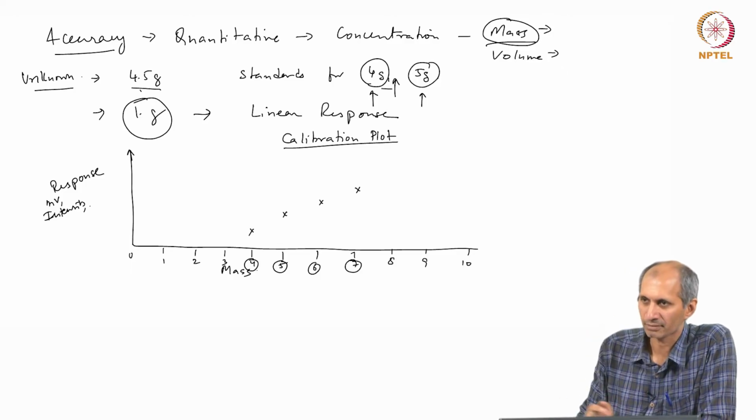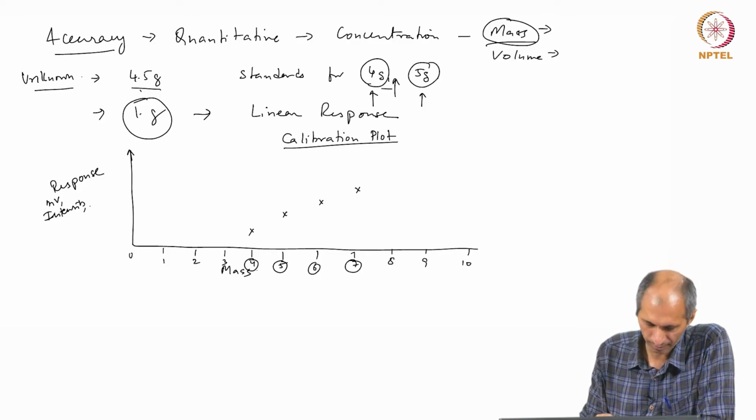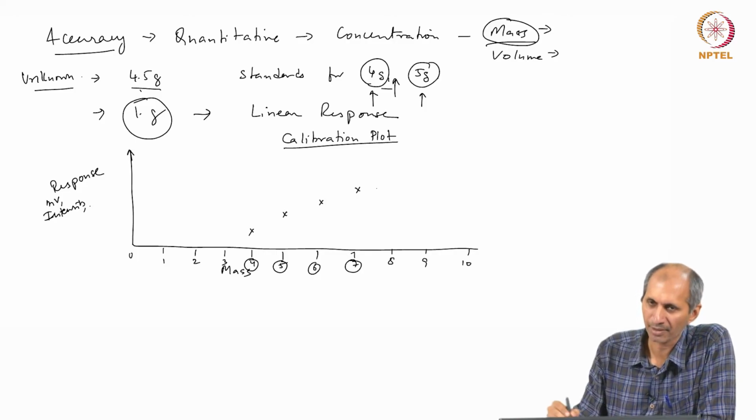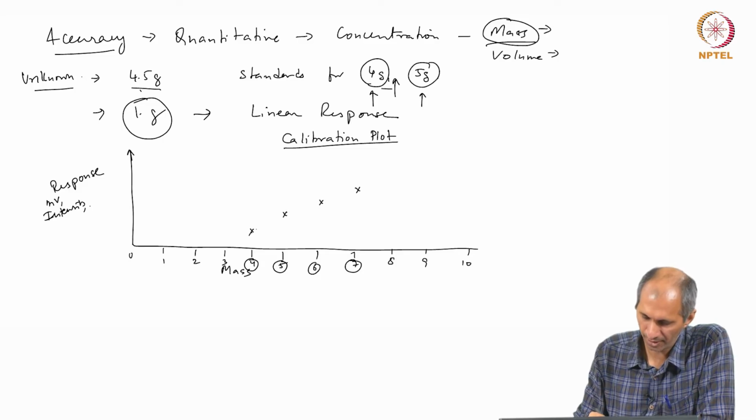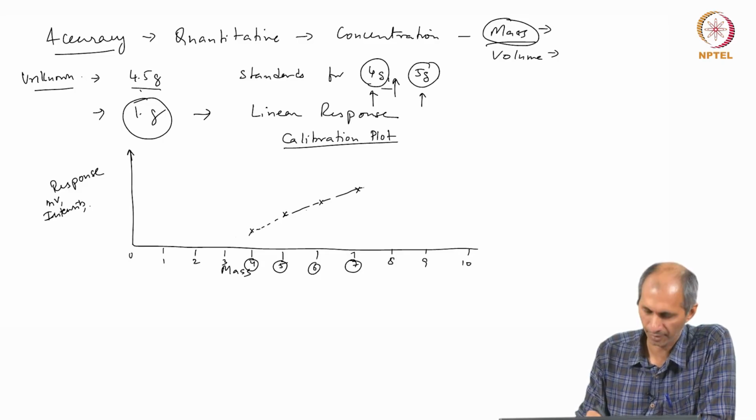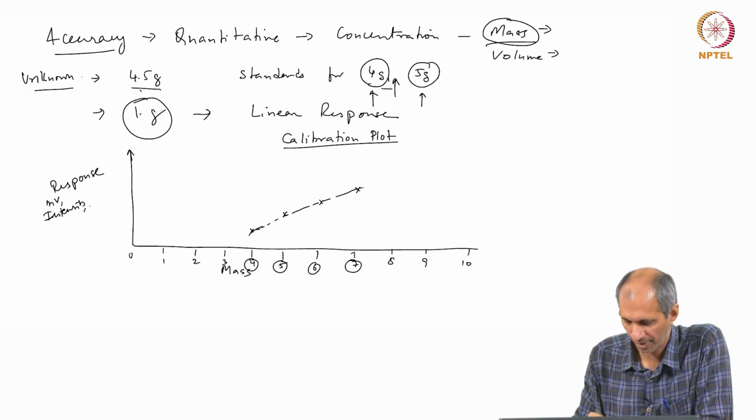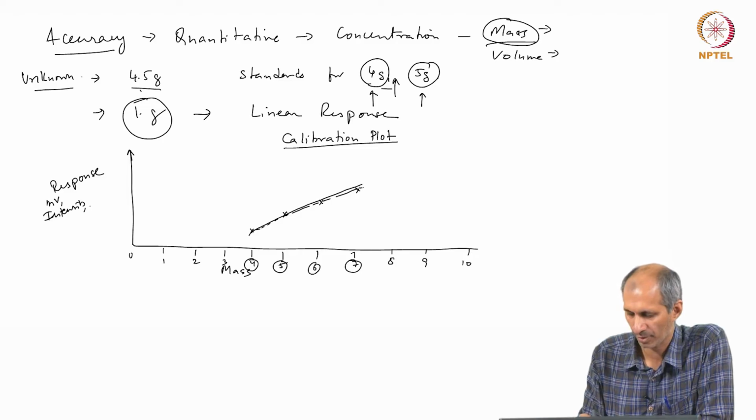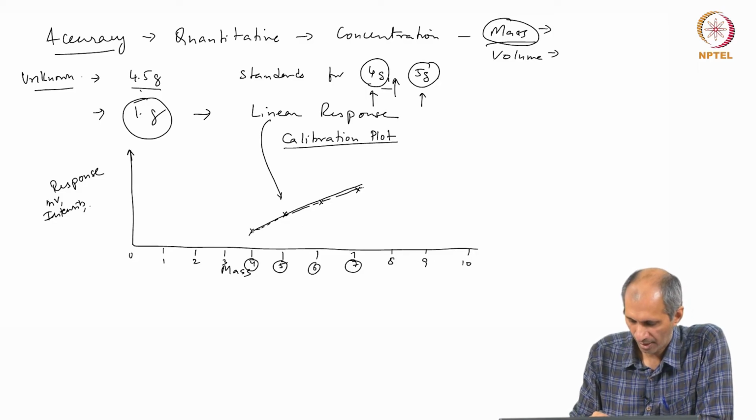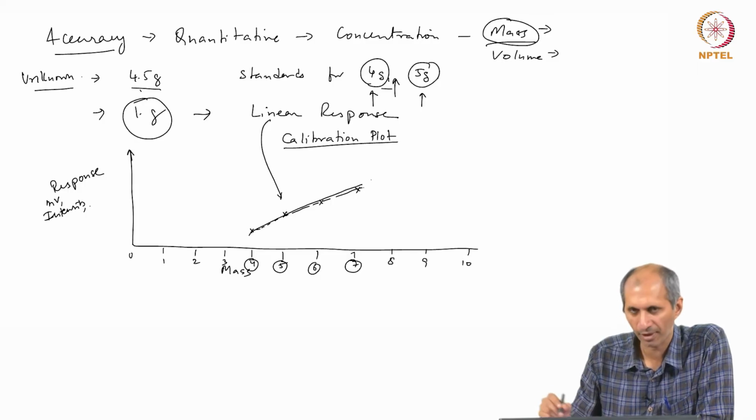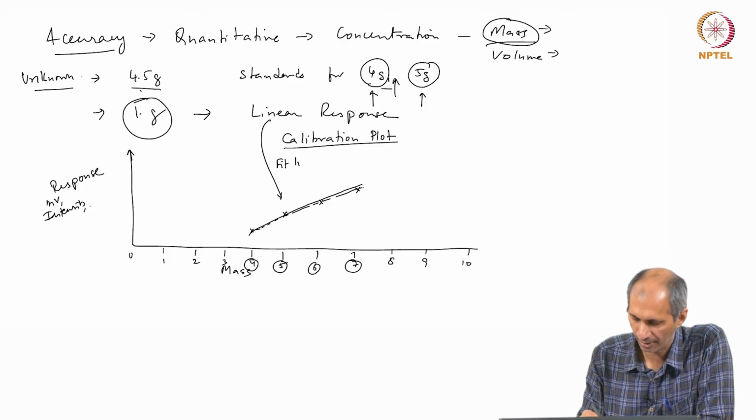So, this data is good, as I see it, it is good in this range. Between 4 and 7, I know it works. How do I know it works? Because if I fit a line through this, linear response means I must be able to fit a straight line through this. They will not be all on the straight line, they will be somewhere close to the straight line. So, we fit a linear curve.